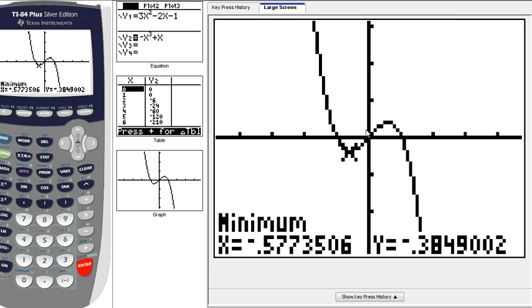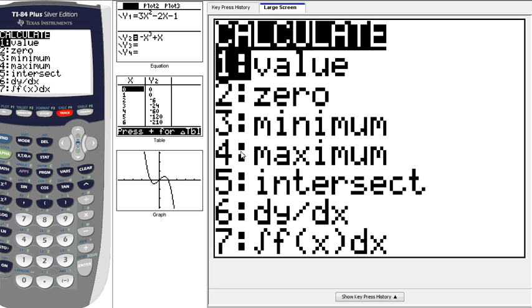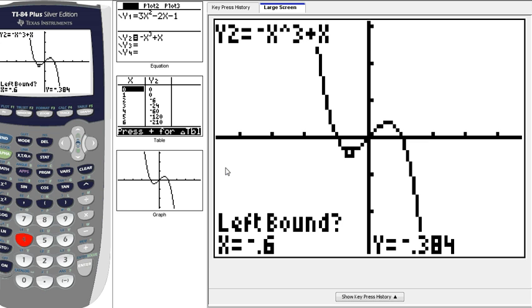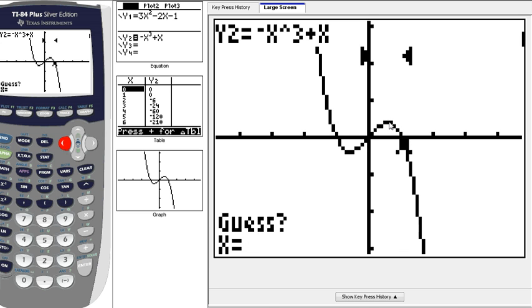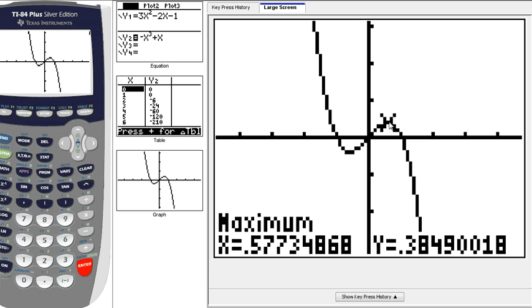And then if you want to find the maximum, again, press the second calculate button and choose the fourth option, which is maximum. It says go to the left. I'm just going to go right here because this blinking cursor is to the left of the maximum. Press enter. I'm going to go to the right of the maximum. Press enter. And the guess, whatever, because it always calculates for us, and it's 0.3849. So this one was a positive 0.3849, and the one down here was a negative 0.3849. That's how you use your graphing calculator to find the max and mins.